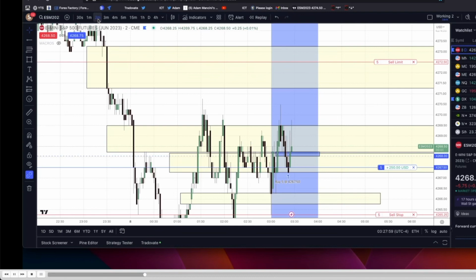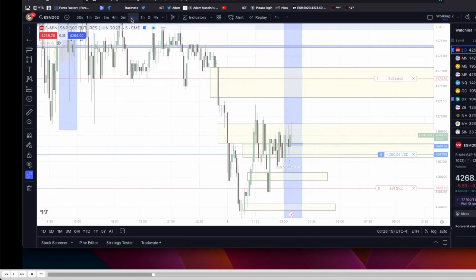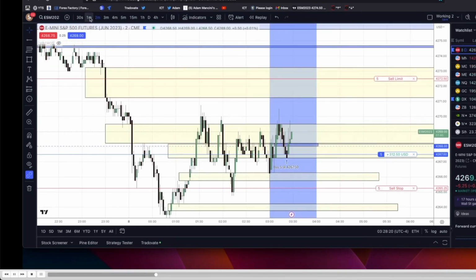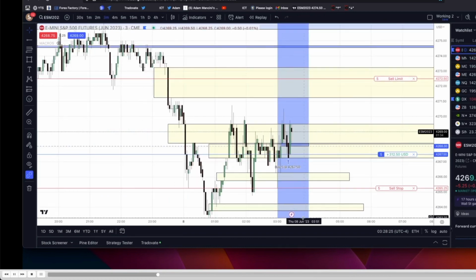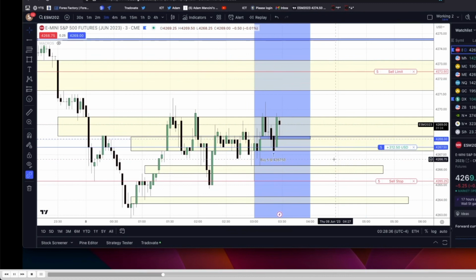The most important thing for me, that I didn't realize when he was talking about those silver bullet windows, is to switch between time frames. If you don't see a fair value gap on one time frame, switch to another time frame. I've listened to a lot of his videos, a lot of his Twitter Spaces, and that had never clicked for me.